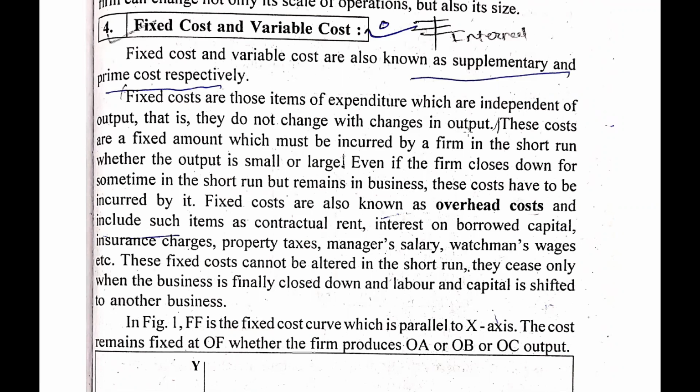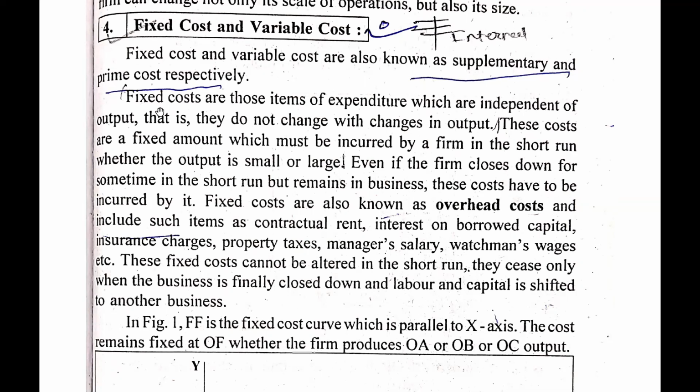For example, whether you are producing 10 units or 100 units, fixed cost will remain the same. For example, I have taken land on rent, and I need to pay 5,000 rent for the land that I have acquired. So whether I produce 10 units on that land, or 100 units, or 10,000 units, I need to pay 5,000 rent. So the rent of the land is a fixed cost. No matter how much production you do, you need to pay the rent that was decided earlier by the landlord. So rent will be considered a fixed cost.